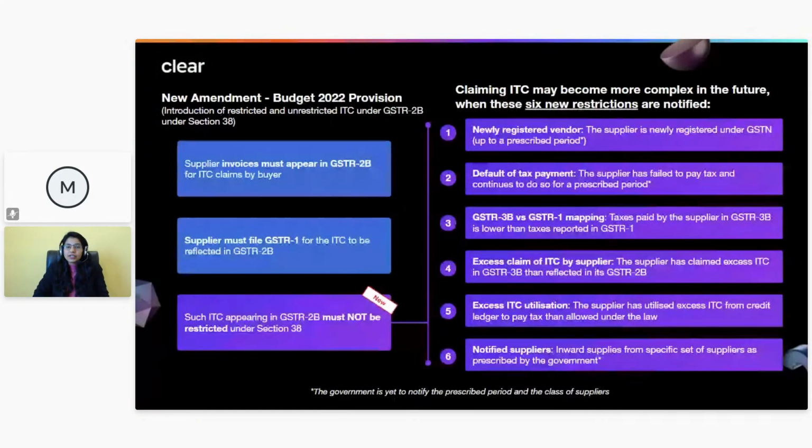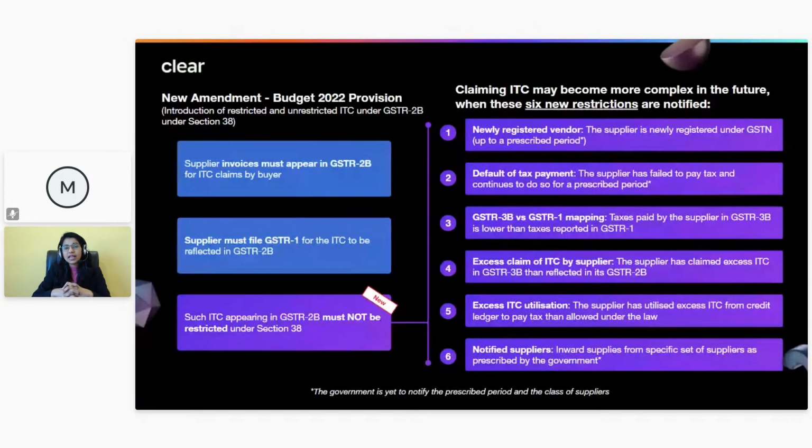Along with that, if we talk about section 38, they say, wait, this is not enough. You also have to look into your suppliers. And when I'm saying you have to look into the supplier, check if they are newly registered suppliers or not. If they are newly registered suppliers, you cannot claim the ITC within this time limit. Or if there is a default made in the tax payment, which means if they have not filed GSTR 3B but they have filed GSTR 1, in that case also you can't claim the ITC.